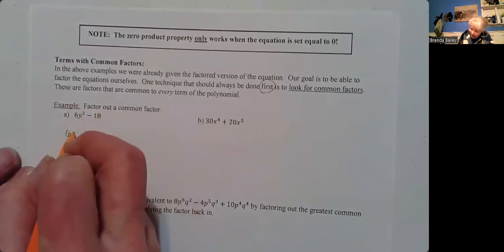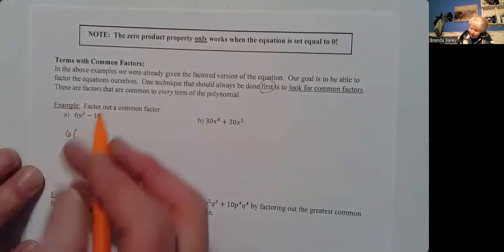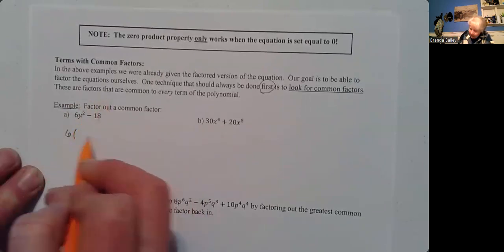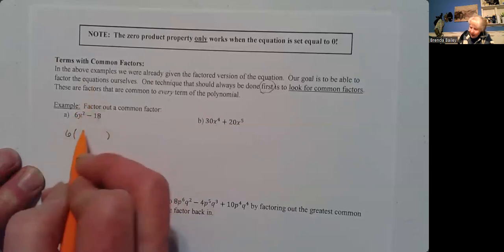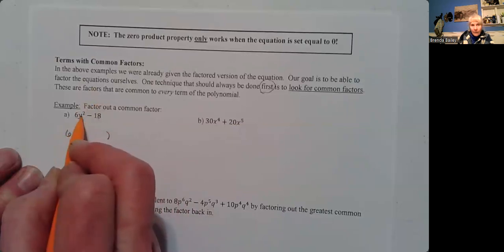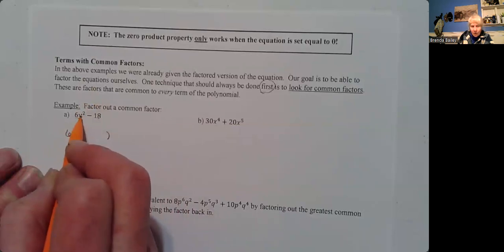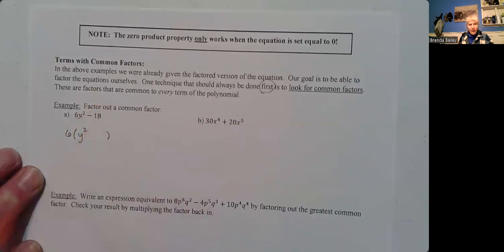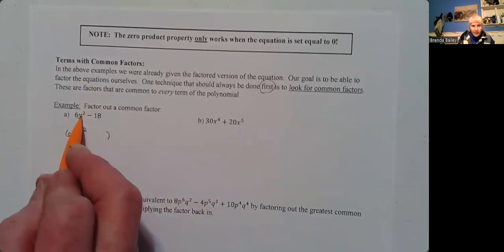So our answer, we have a 6. We're going to factor it out. We're going to bring it out. To find out what's in the parentheses, we're going to pull the 6 out. You ask yourself, what times 6 gives you 6y squared? What do I multiply these two to come back to my original? And that would be y squared. 6 times y squared is 6y squared.